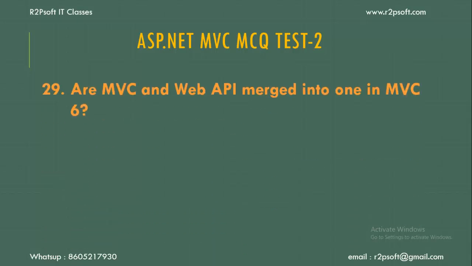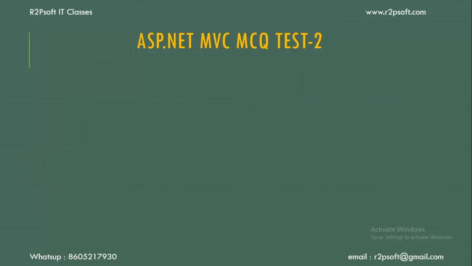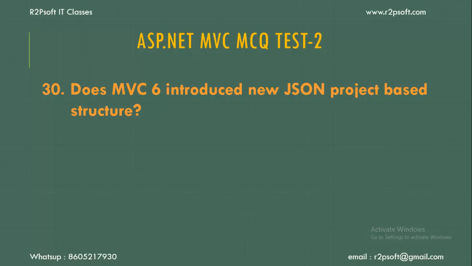29. Are MVC and Web API merged into one in MVC 6? A yes, B no, C both A and B, D none. A, yes. 30. Does MVC 6 introduce a new JSON project based structure?